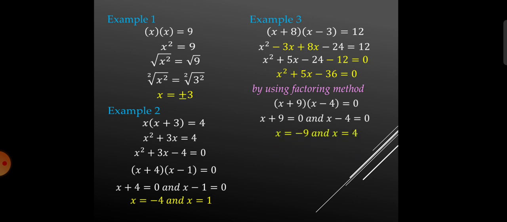So therefore, the first value of x is equal to negative 9, and the second value of x is positive 4. Remember, when you move an operation to the right side of the equation, you change its sign. So x equals negative 9 and x equals positive 4.